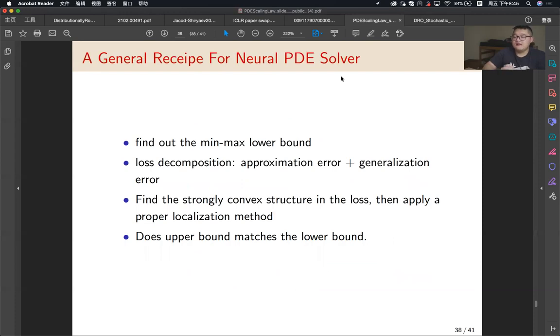For the community, I would like to say if you want to design new PDE solvers, you might have this recipe here. First, find out the lower bound using the Fano method, and then do a loss decomposition into approximation error and generalization error. Then see what the Bernstein condition of your loss function is. In our case, we are using some L2 geometry, so it's strongly convex. Maybe for p-Laplacian, it's p-power, so it gives you different rates. Then see whether your upper bound matches the lower bound. If it doesn't match, you should consider some new ways.